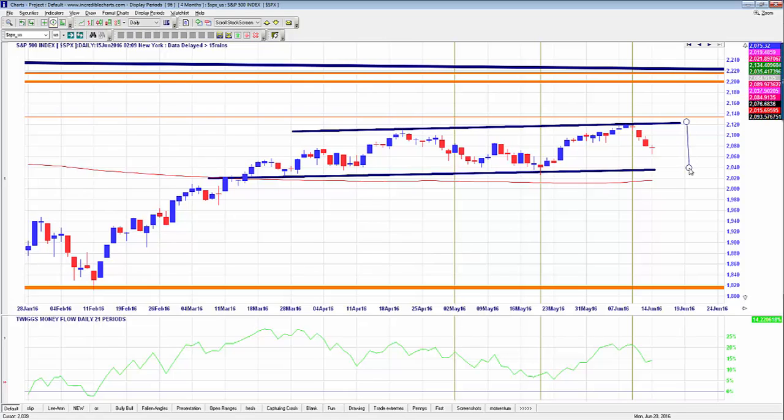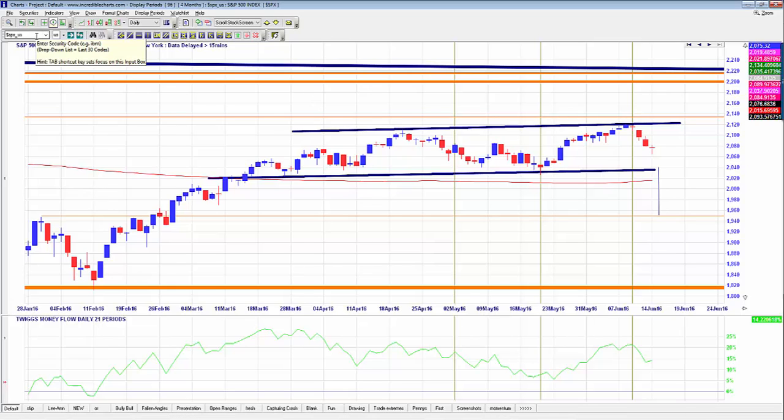And if we measure that, that's then starting to look at a drop down towards that 1950 area, which incidentally, of course, is where we've had some major support before, and also where we broke through and rallied hard from back in February. Okay, so that's one thing to note.